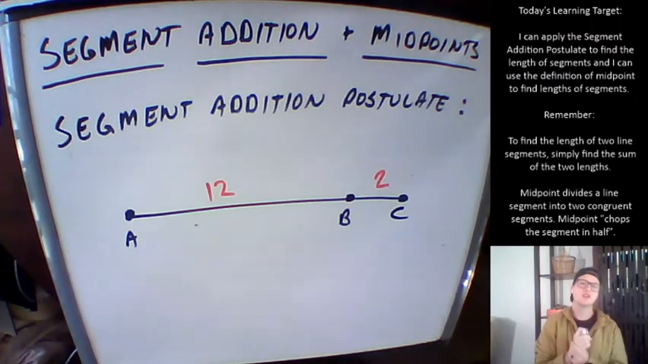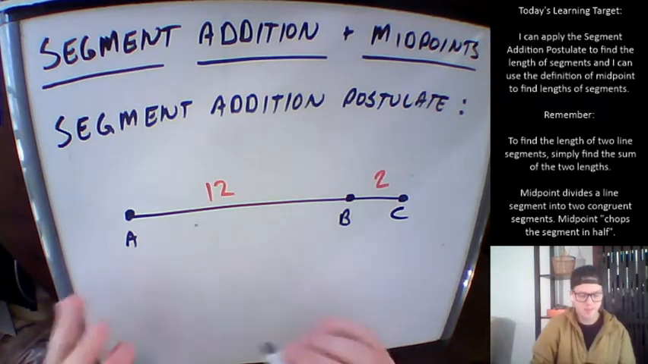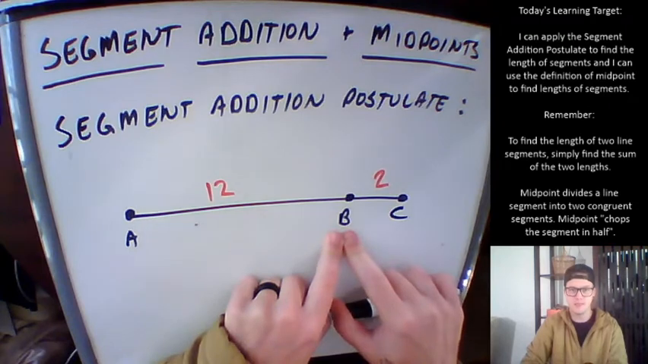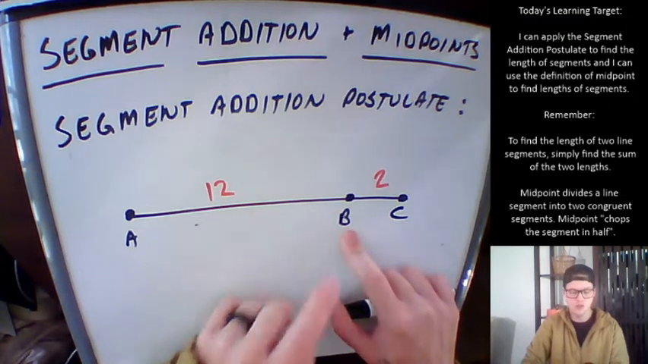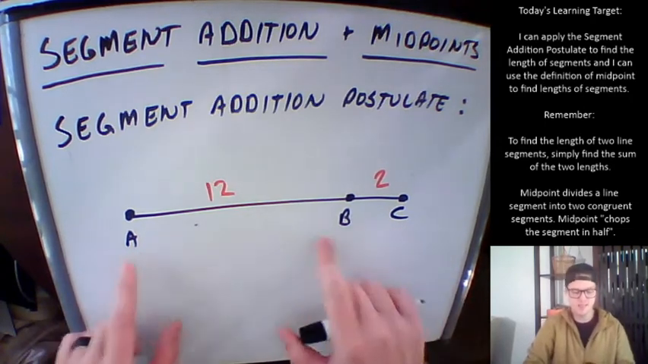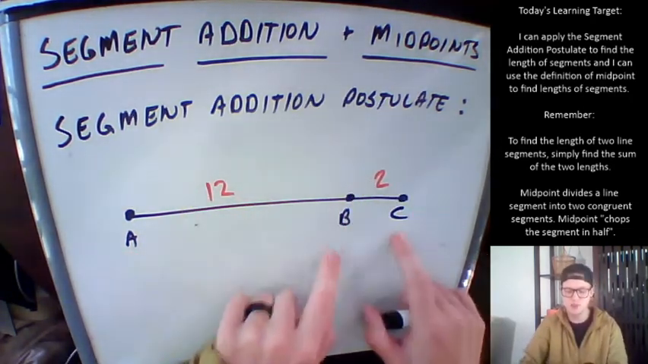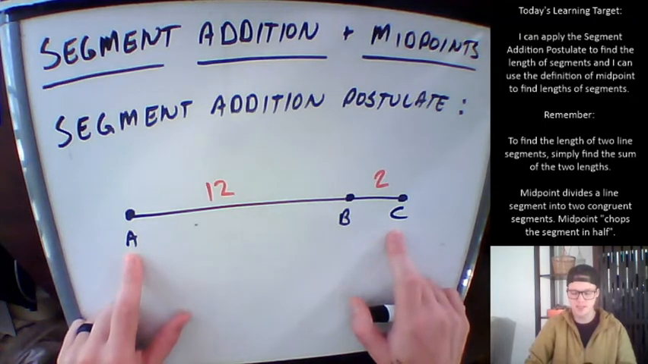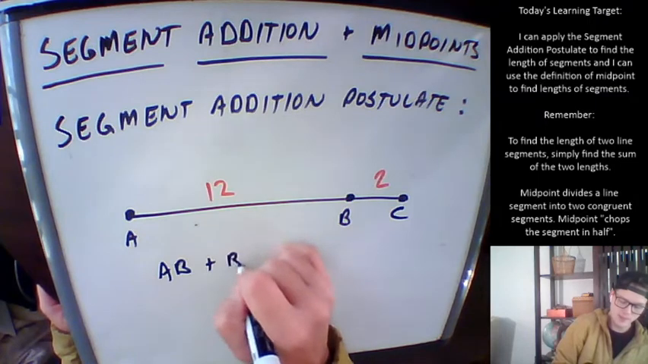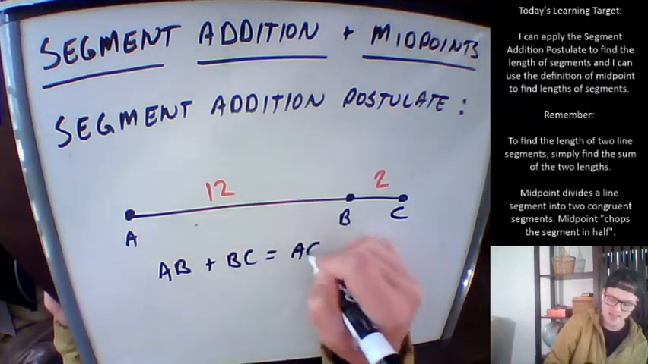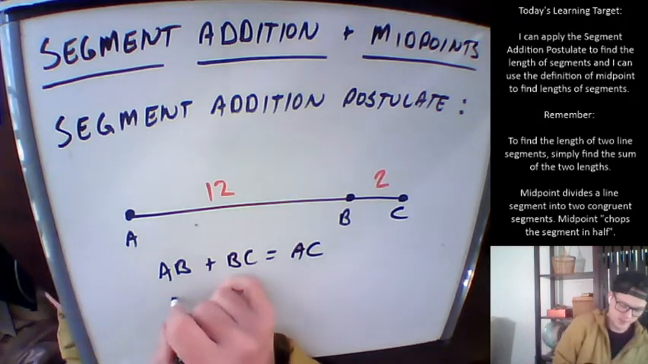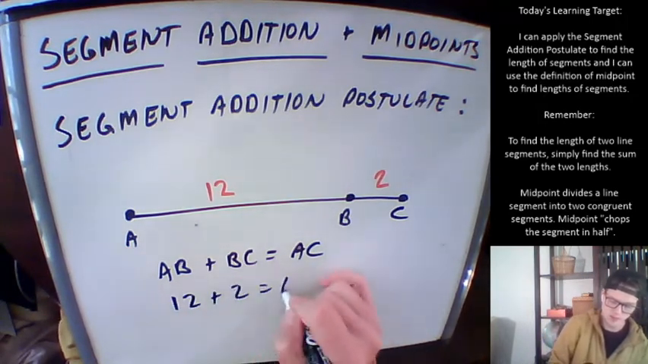Okay, the segment addition postulate essentially is this. If you have some line segment, in this case it's AC, and there's some point B in the midst of AC, and your goal is to find the length of AC, but you only have AB and BC. In this case, AB is 12, whereas BC is 2. The segment addition postulate says that AB plus BC equals AC. So this stuff plus this stuff equals the whole thing. We sub in 12, we sub in 2, and it's 14.